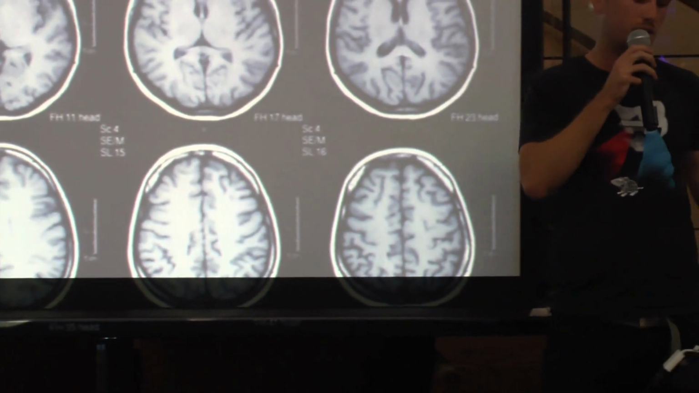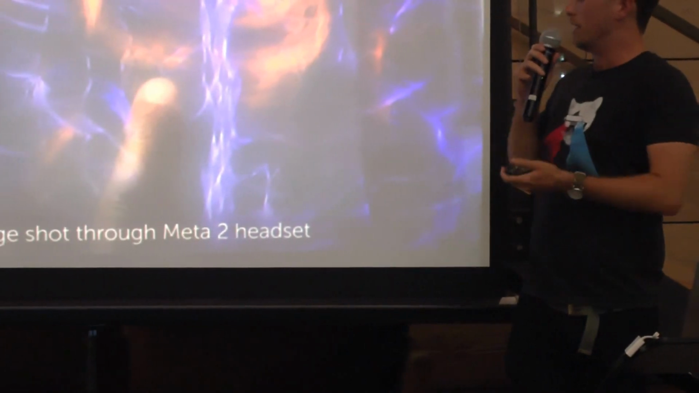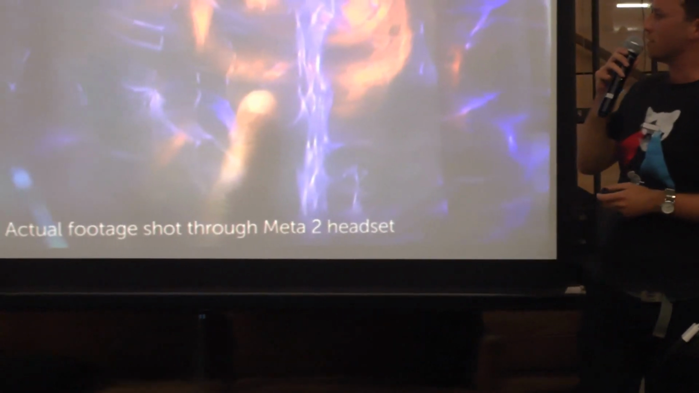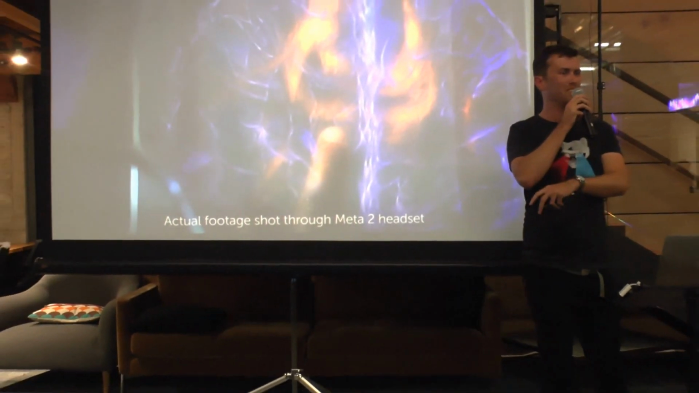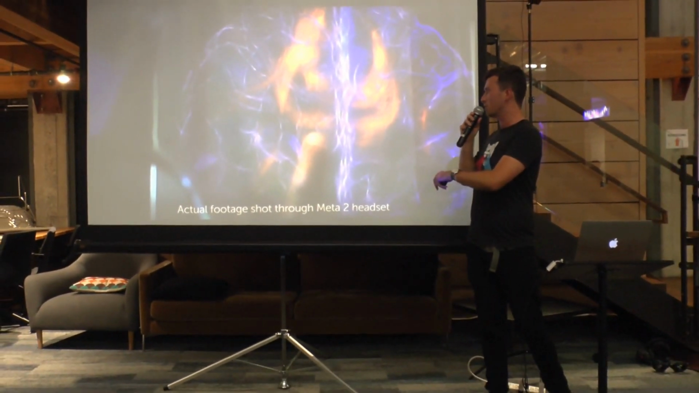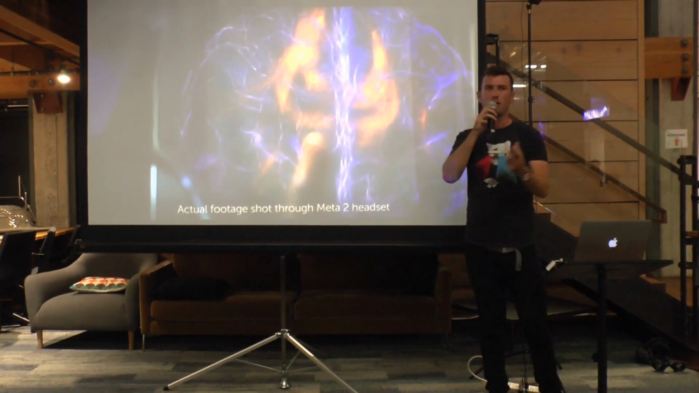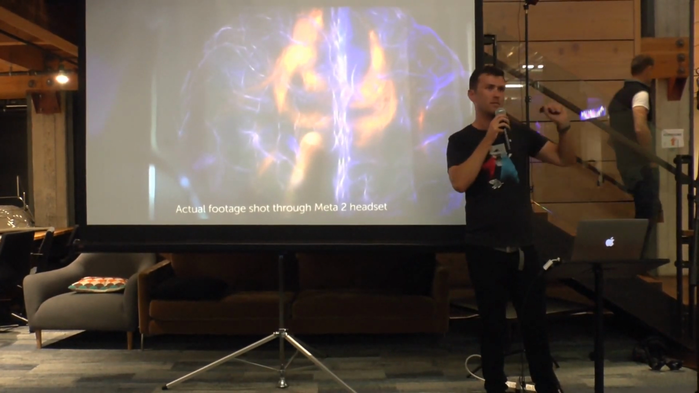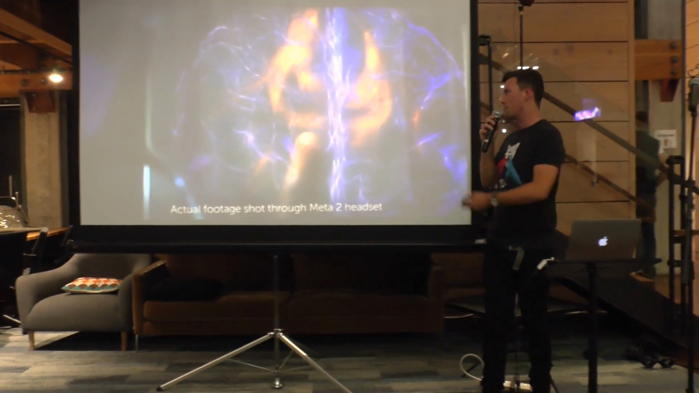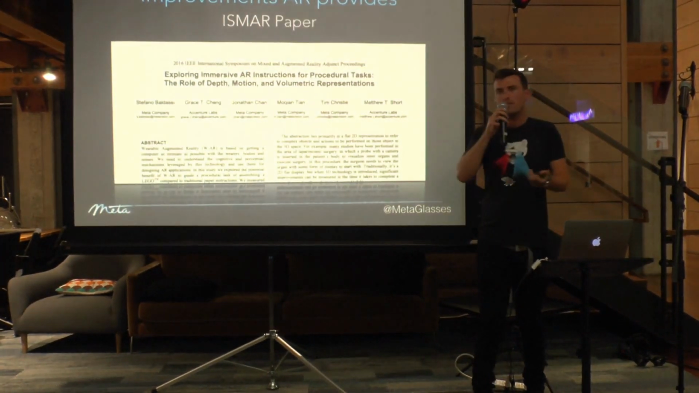We can just place a real, and this didn't actually come up as well on the projector as it does here, but this is a brain. This is shot through the Meta 2 glasses. This is an actual brain model that you can see in front of you, and if you come to our office, you can demo it and grab it and throw it around. So that's all well and good.